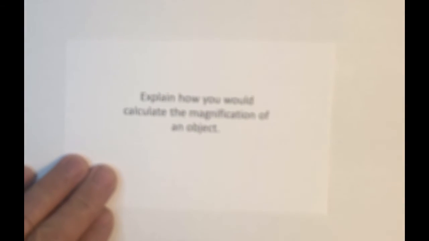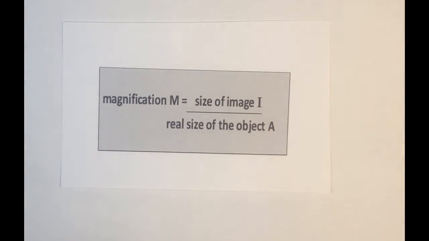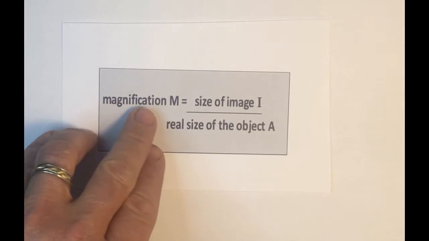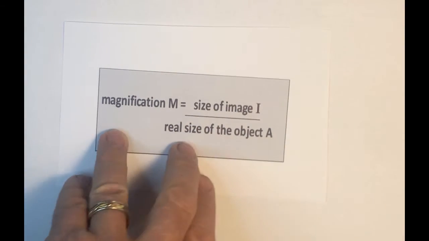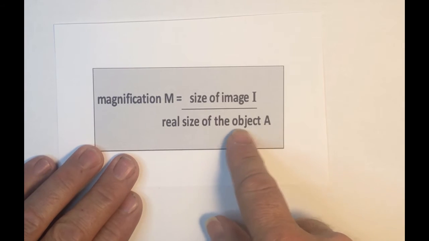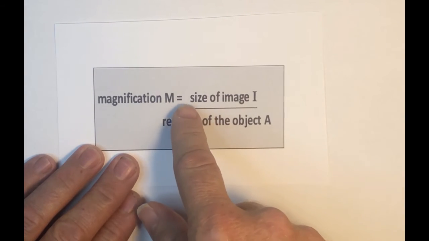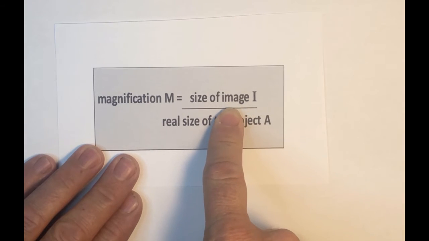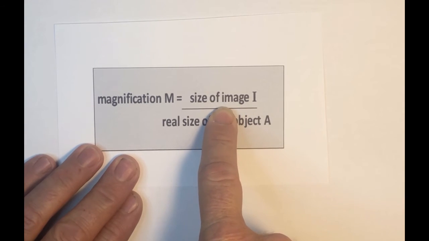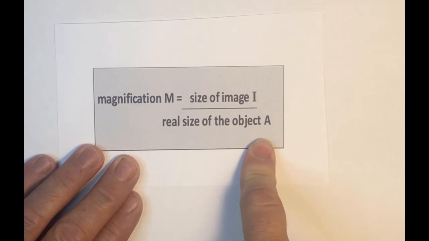The second part of the question was: explain how you would calculate the magnification of an object. To do this, you use this equation, and what you need to do is basically remember it. Magnification, M, equals the size of the image, I, divided by the real size of the object, A. So you have the size of the image, that is the size of the image that you can actually see, and then the real size of the object.